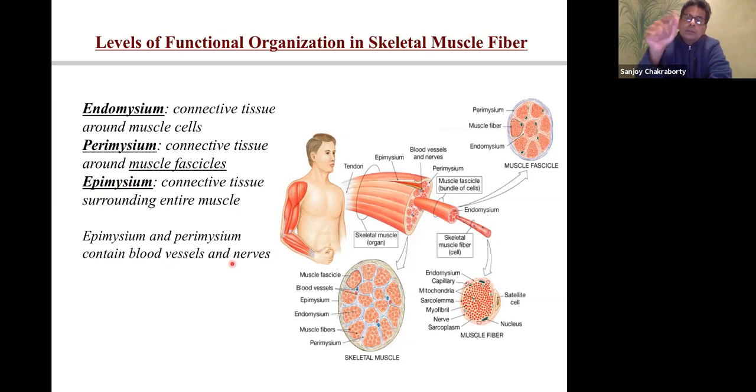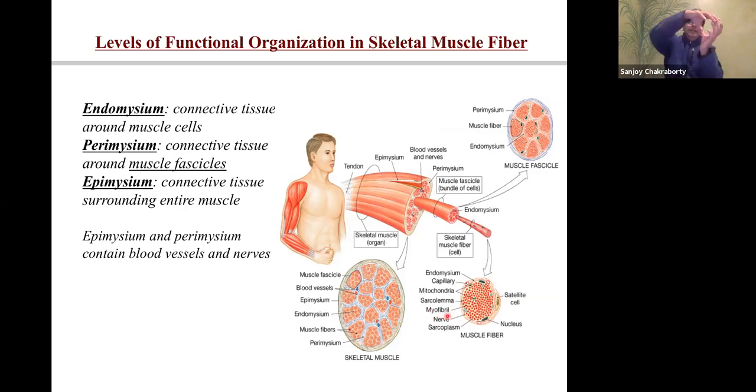Now we are going to focus on the individual skeletal muscle cell. Individually, if you look at them, they appear like this. This is one cell, and it has lots of red dots. These are nothing but myofibrils. Myo means muscle, and fiber, that's how the word myofibril came.